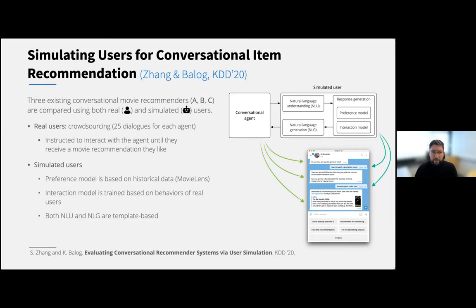For real users, we just paid users on a crowdsourcing platform to go and interact with these agents until they get a recommendation that they like. And it was a Telegram-based platform. And for simulated users, we based them on MovieLens ratings. So we seeded the simulators with some of the ratings given by some user, and then evaluated against the rest of the ratings of that user.